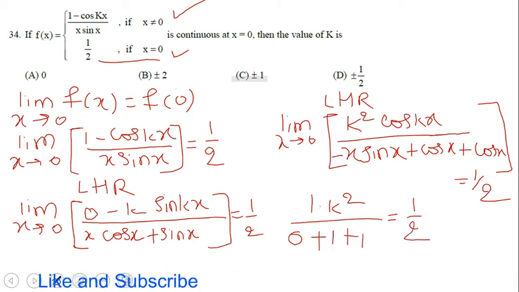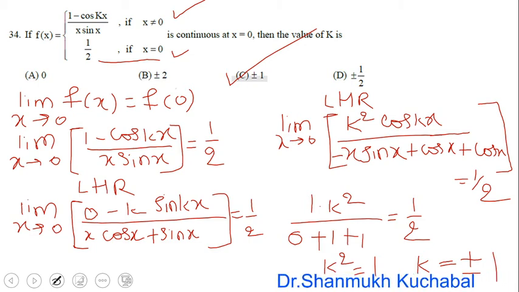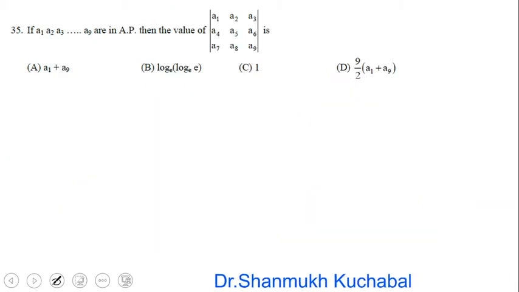So we will simplify, and we get k square as 1 and the k value we are going to get as plus or minus 1. Therefore option C is the right answer here. Option C is the right answer. We will move to our next example.